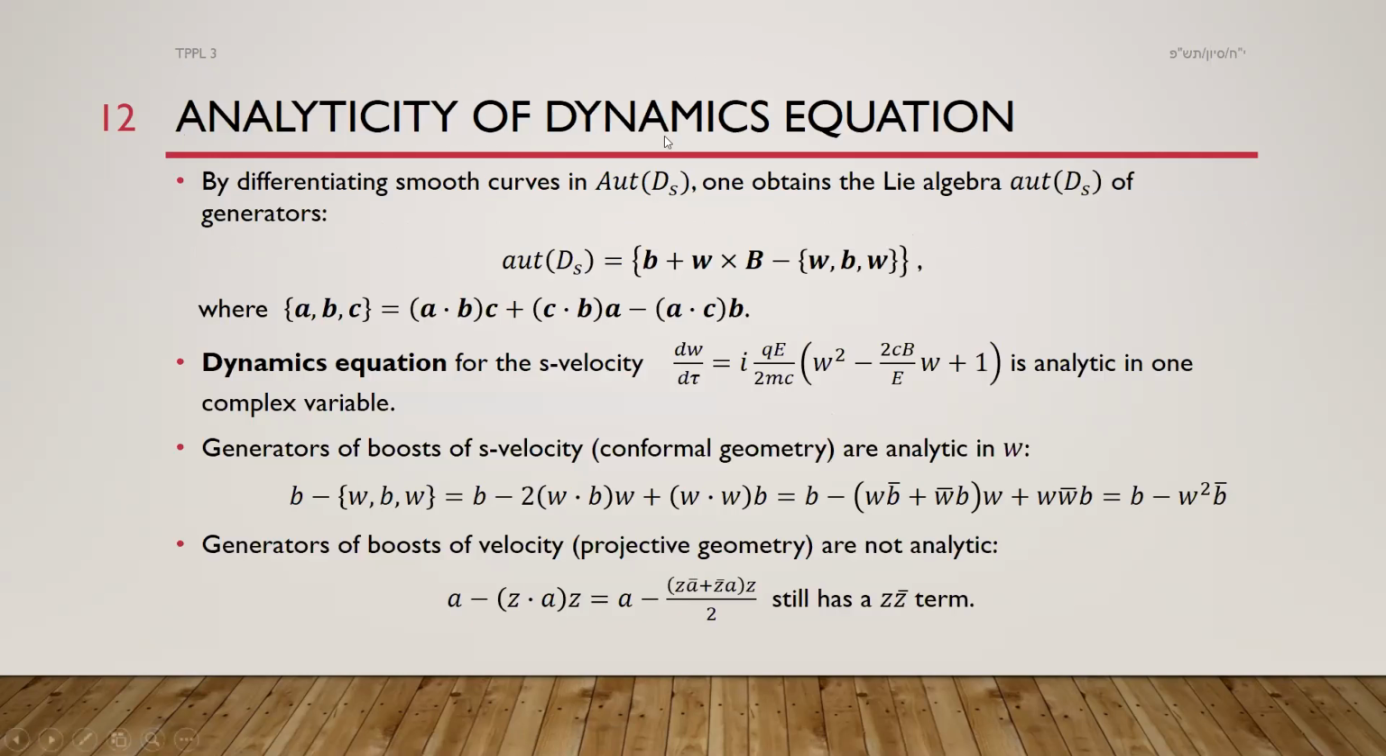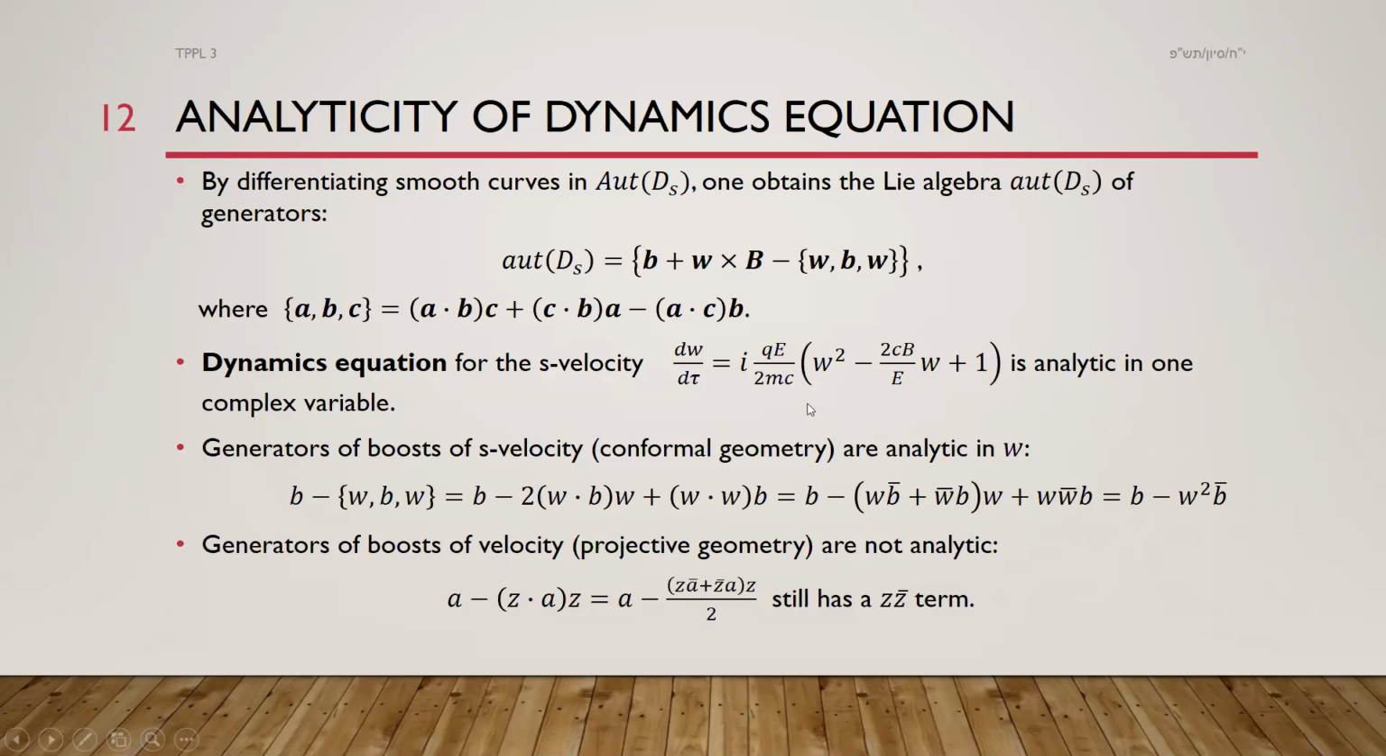And as before, we can compute the Lie algebra of generators, which turn out to be, as shown here, where this triple product is defined as follows. And it leads to a dynamics equation for the S velocity W. The equation is analytic in one complex variable, which means you can get analytic solutions.